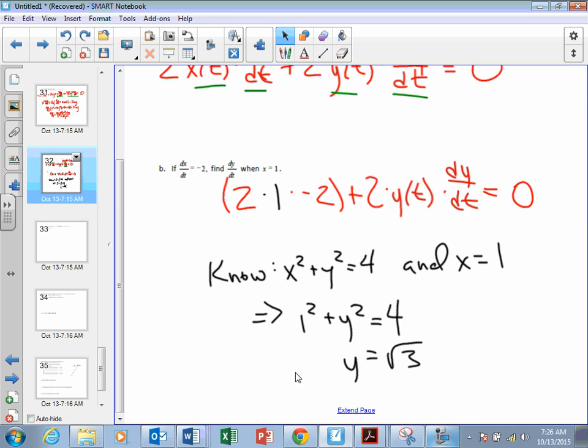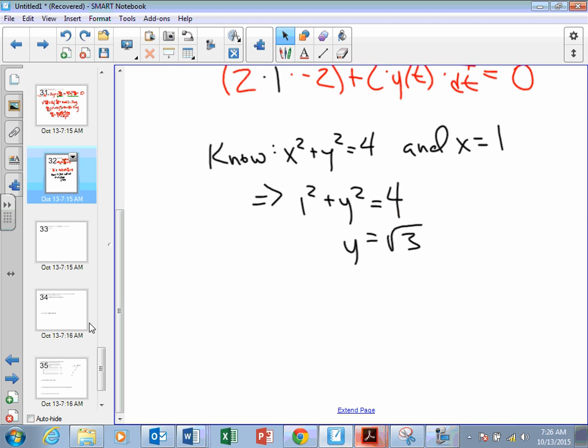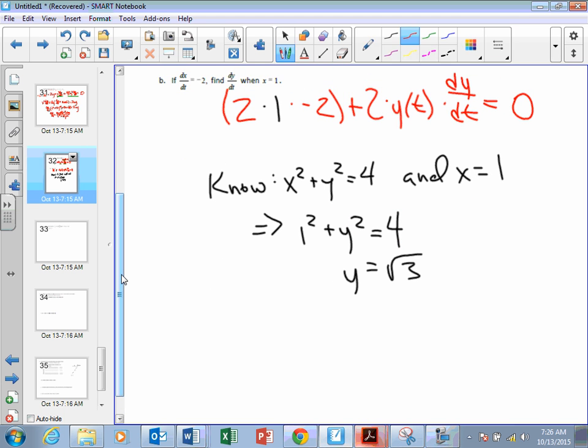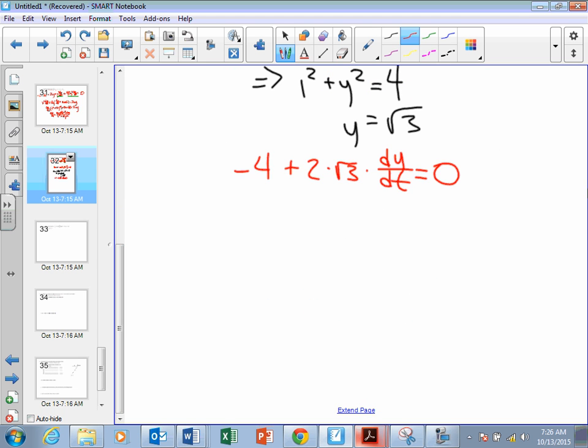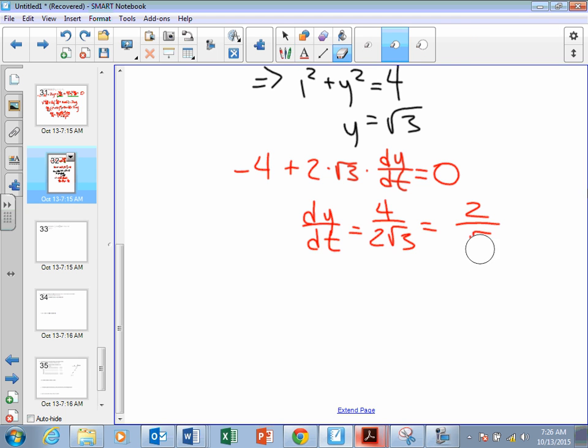So now I can use that to plug into my equation for y of t here. I'm going to do a little simplifying now. 2 times 1 times negative 2 is negative 4, plus 2 times square root of 3 times dy/dt equals 0. So I plugged in the value I got for y into the equation. Now all I have left is dy/dt. That's what I wanted. So I add the 4 over and I divide, and I get dy/dt equals 4 over 2 root 3, which is 2 over root 3.